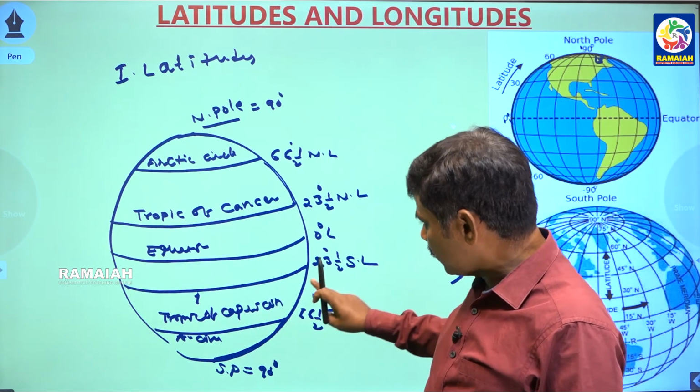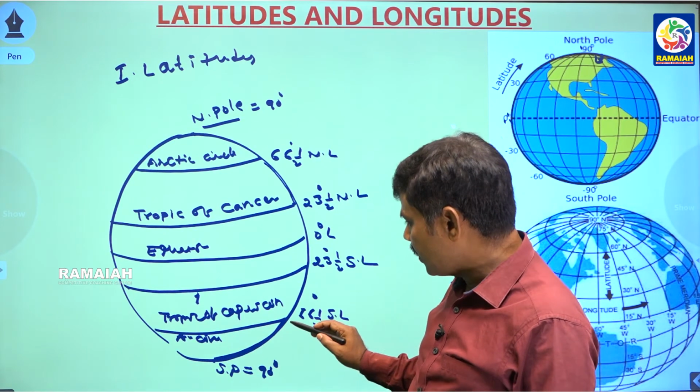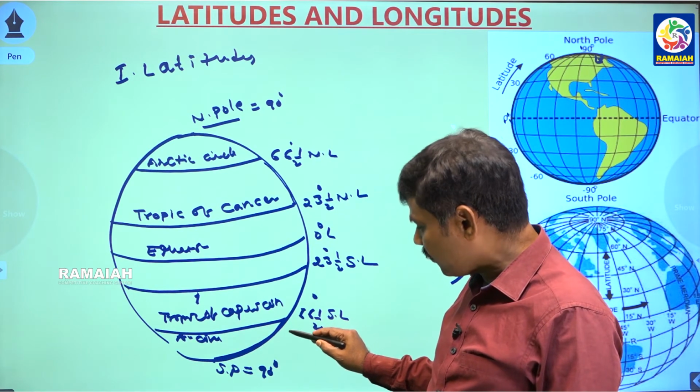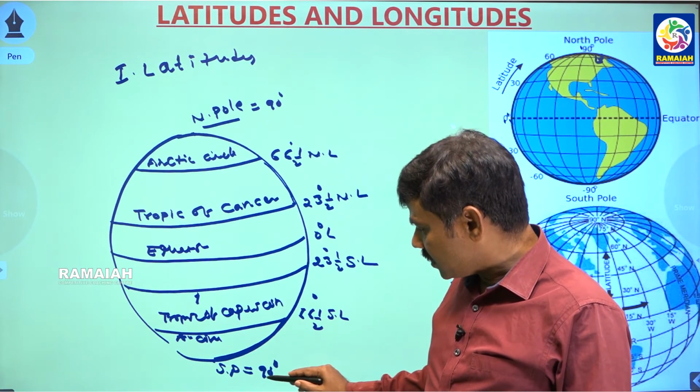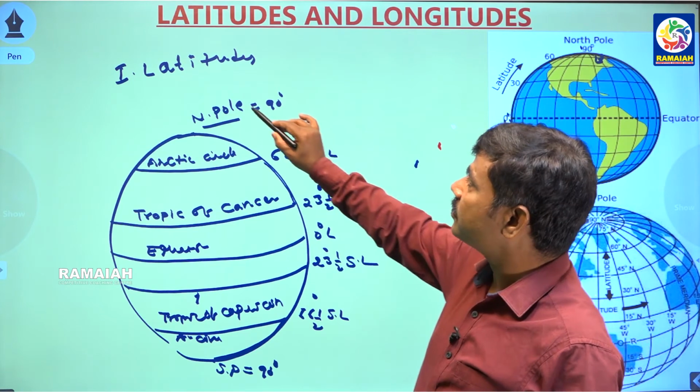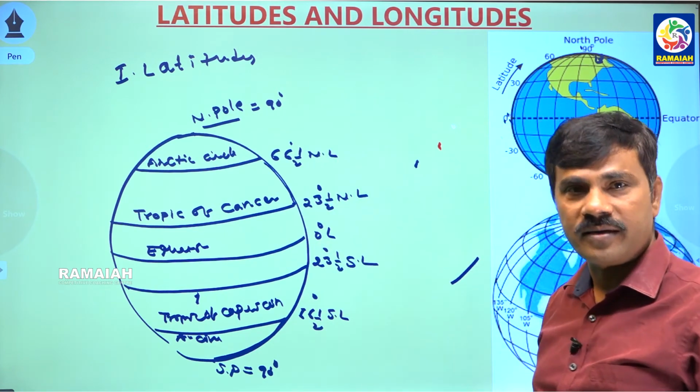Through the Tropic of Capricorn at 23.5 degrees south, and then this is the Antarctic Circle at 66.5 degrees south latitude. This is the 90 degree latitude, which is called the South Pole. This is called the North Pole. These are seven very important latitudes on Earth's surface.